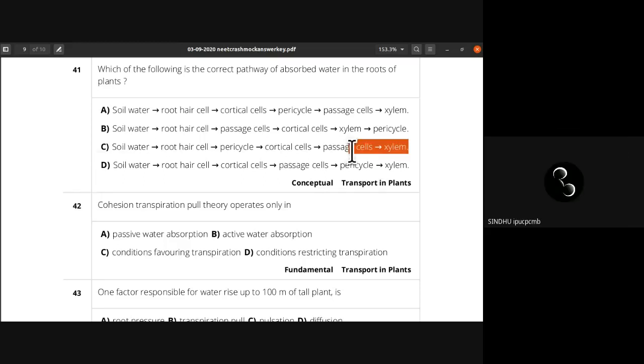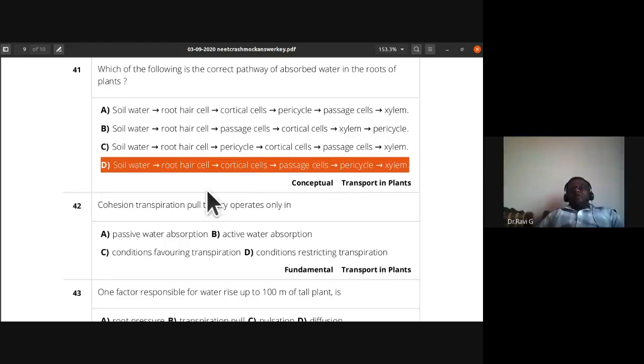D is the correct option. See, water flows through, so from soil it enters the root hair cell. From root hair cell they enter cortical cells. From cortical cells they are going to enter into the passage cell, which is found on endodermis. Passage cell doesn't have the Casparian thickenings or suberin deposition. That is the reason we call it passage cells.